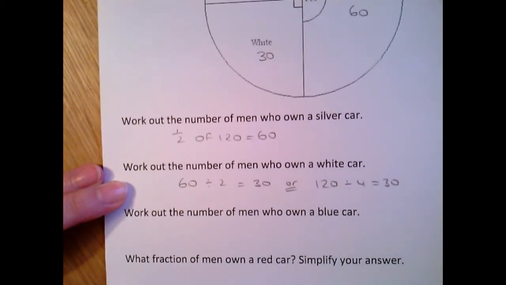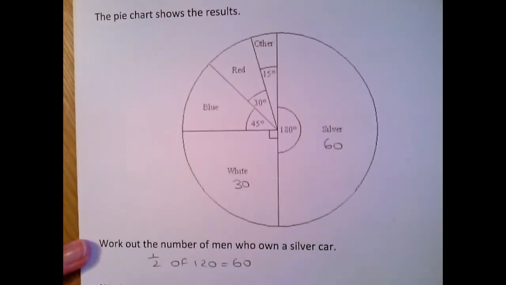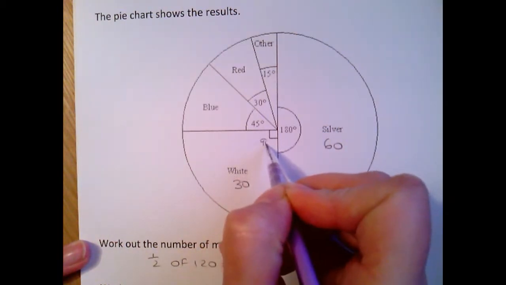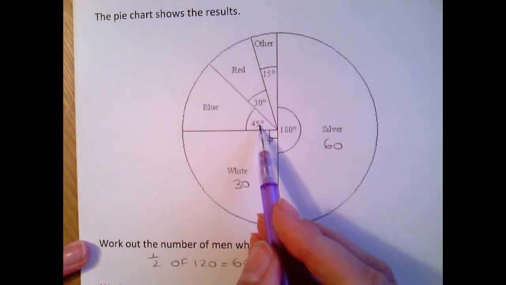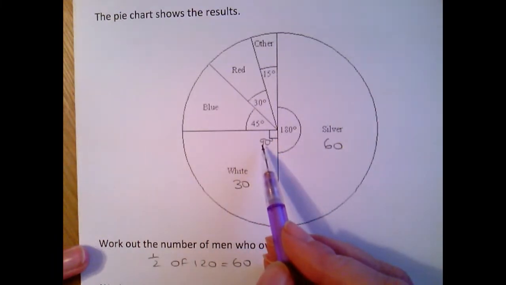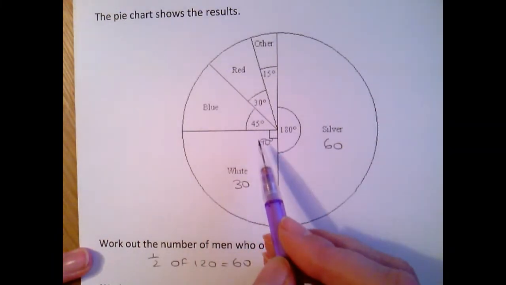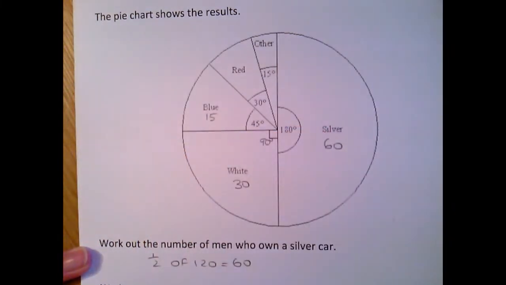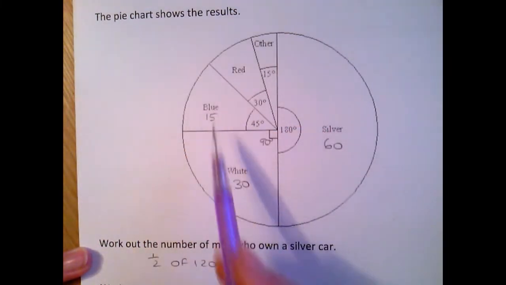The next one then, work out the number of men who own a blue car. So this time, again, you can just use the last slice that we found out. So white was 90 degrees and blue is 45, and 45 is half of 90. So if you half the 30 then, that would leave you with blue as 15. And that's definitely the easiest way to do that one.